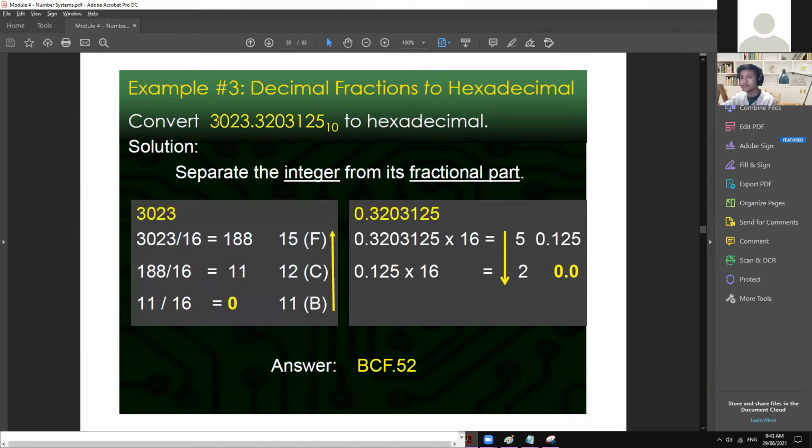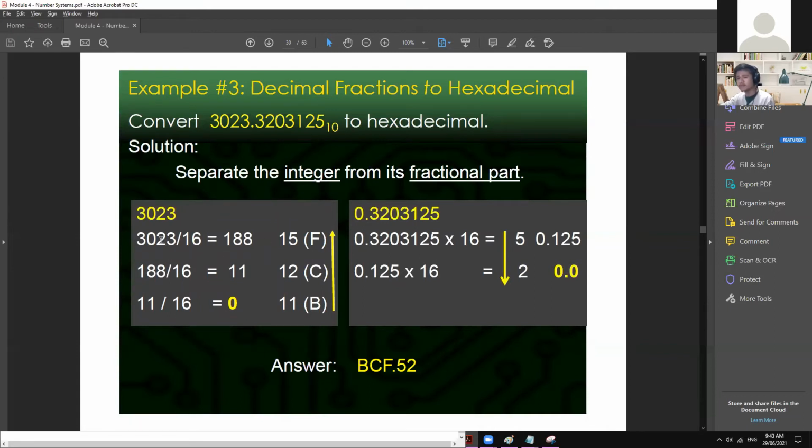In here, for the whole number, it will be a divisor, which is hexadecimal, so 16. But for the decimal fraction, it would be a multiplier, which is times 16. So it's one major difference when it comes to solving a whole number versus a decimal fraction.